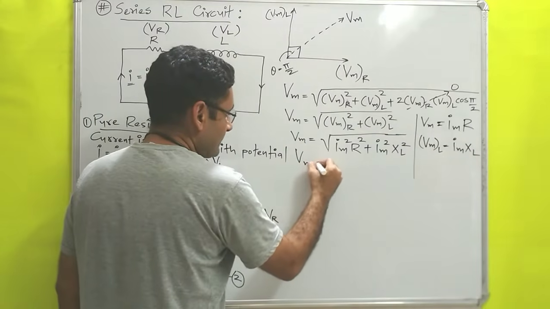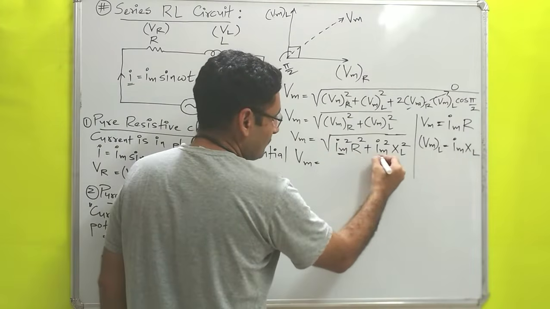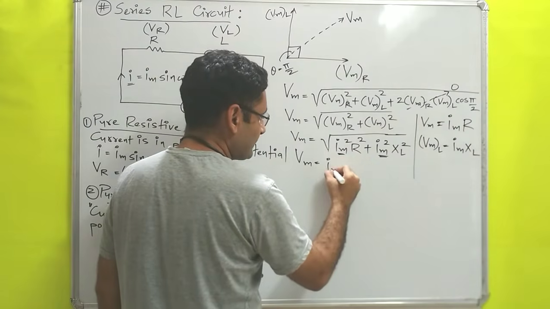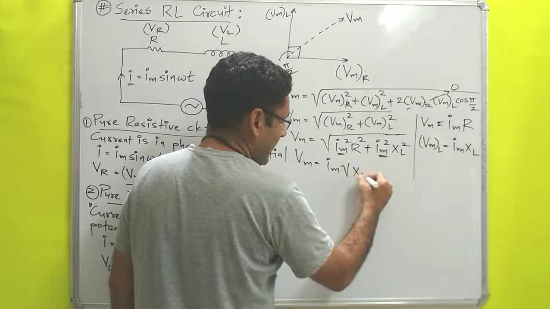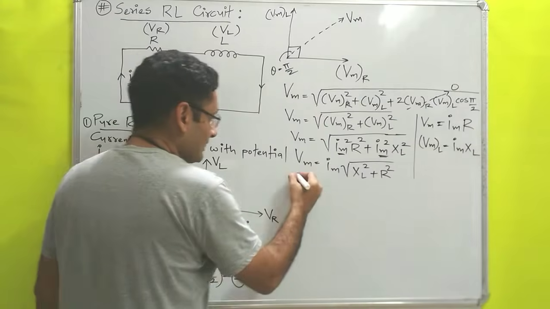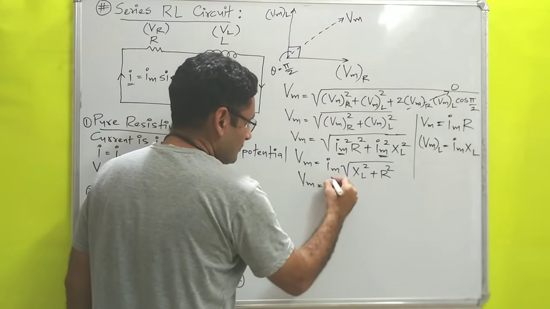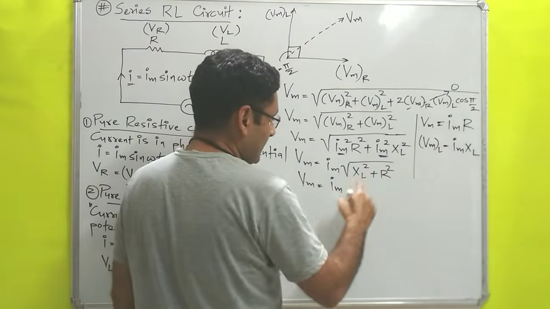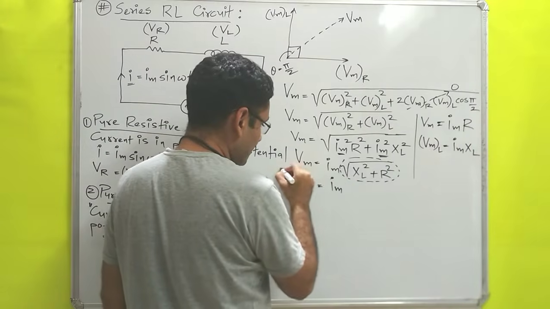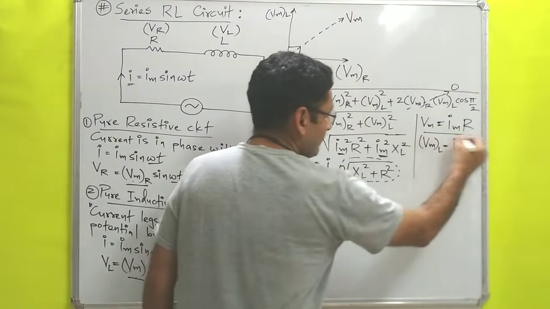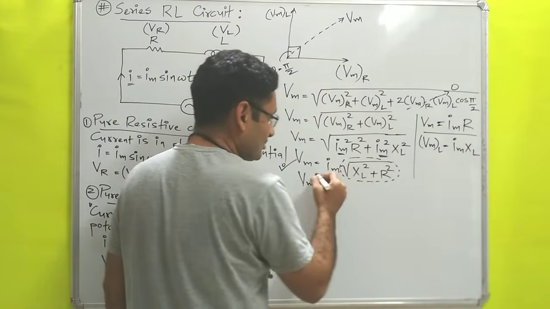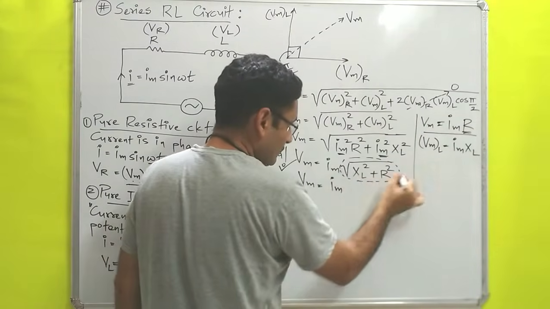Okay. Now Vm is equal to, now I will take common Im square from both of these terms. So I will take outside, square root of Im square will be Im. So it will be Im under square root of R square plus XL square. Now I will write Vm is equal to I maximum current. Then these quantities known as what? To understand this equation I will compare with Vm is equal to Im R. So Vm is present in both equations, Im is also present, but instead of R, this quantity is present.